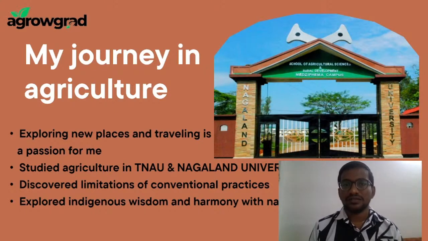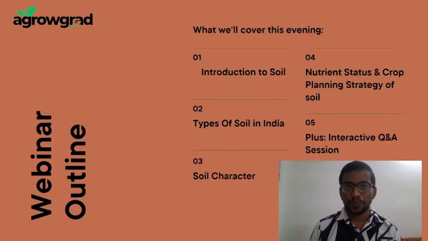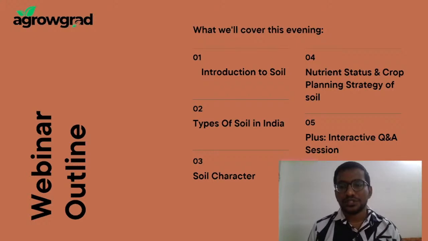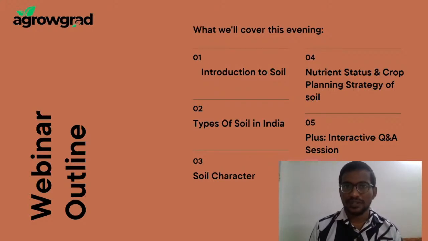So in this webinar, you will get the idea about which crop is suitable for which soil. This evening, we are going to cover the topics: one is the introduction to soil. Second is the types of soil in India. What are the types of soil located in India, what are the character and nutrient status of each soil, and the crop planning strategy for each soil, and then an interactive question and answer stage. If you have any doubt regarding this webinar, you can post it in the chat box. We will definitely give the answer to your doubt.